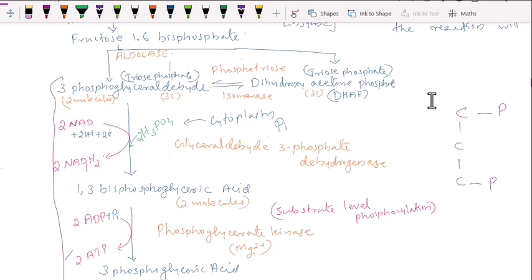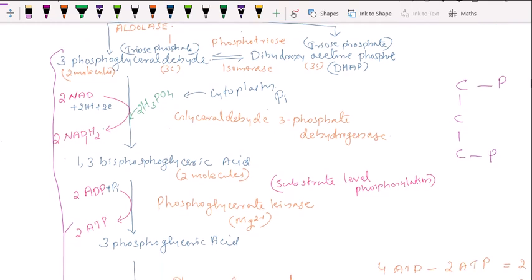1,3-bisphosphoglyceric acid. 2 phosphorus is there. You can see in that 3 carbon compound, 2 phosphorus is there. So there is no involvement of ATP. ATP is not participating in this reaction. But the phosphorus came from the cytoplasm only. Only the inorganic phosphate, some inorganic phosphate is added to the triose phosphate or 3-phosphoglyceraldehyde.